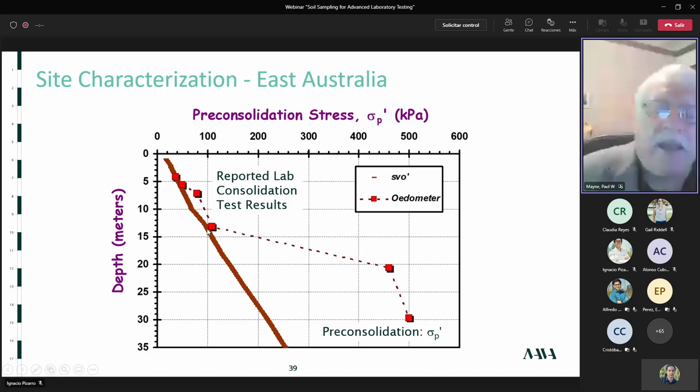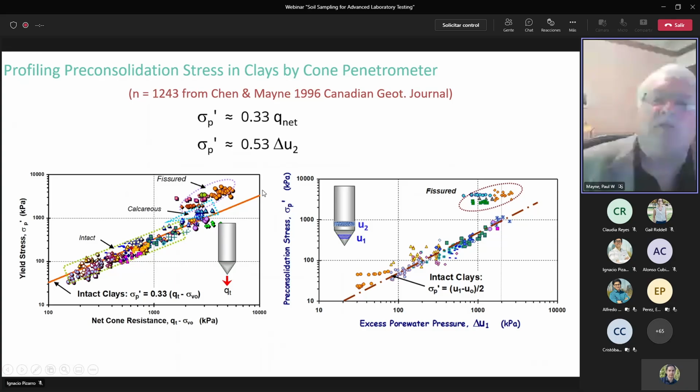And I said, okay, well, it doesn't look that good. Let's look at what the piezo cone said. Next. Well, the piezo cone, you can use the readings to determine preconsolidation stress also. If we take 1/3 of the net cone resistance, or roughly 1/2 of the excess pore pressure, we can get an idea where the preconsolidation stress lies. So we did that for the sounding that I showed two slides ago, and that gives the next figure.